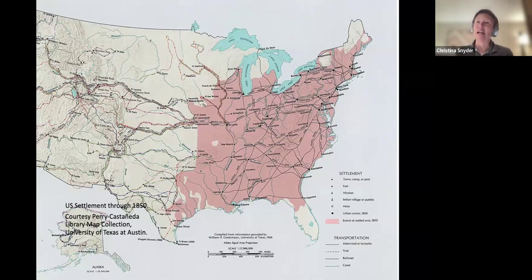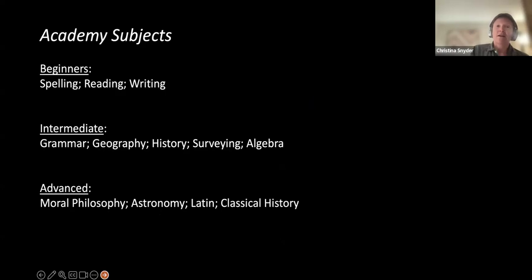And many people in the Jackson administration questioned the utility and purpose of schools for Indigenous people. And the Native students there also reported that the quality of the curriculum changed over time. So initially, this is supposed to be an elite school where students are advancing through subjects, going from the basics, spelling, reading, writing, to intermediate subjects like grammar, geography, history, surveying, and algebra.